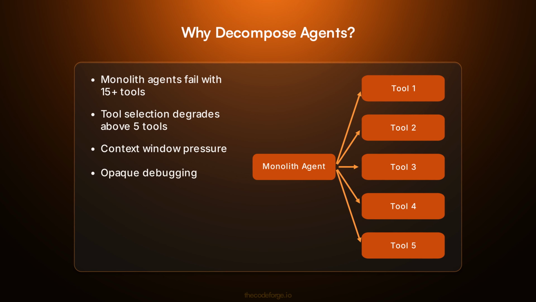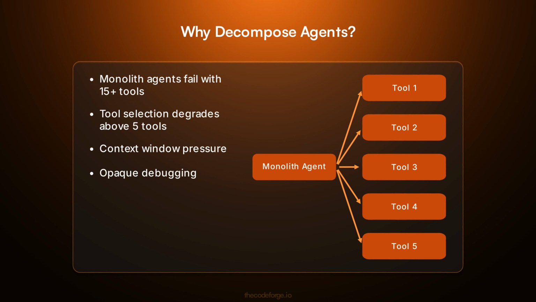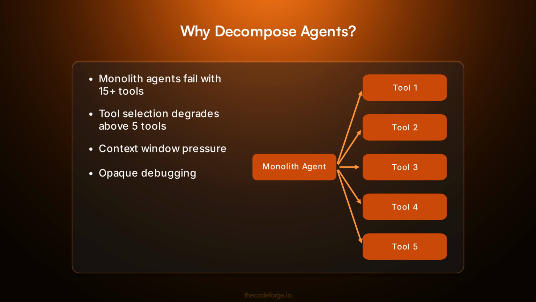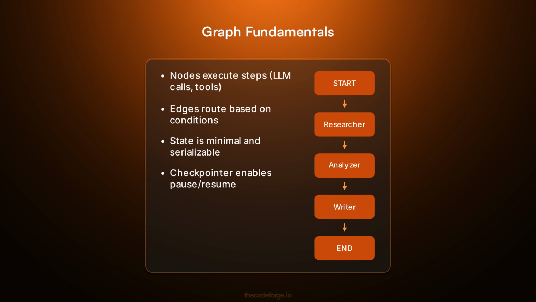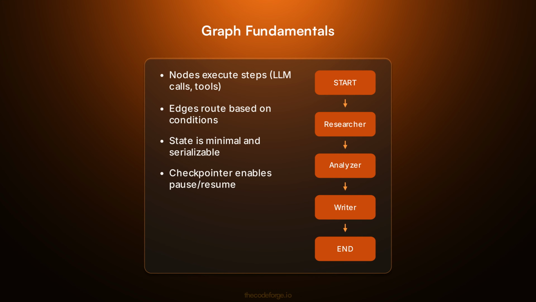A single agent with many tools produces inconsistent results. The fix is decomposition. Split the task across specialized agents, each with a narrow responsibility and a clear handoff protocol. LangGraph compiles a graph from nodes, edges, and state. The checkpointer persists state after each node, enabling human-in-the-loop and crash recovery. Keep state minimal to control token costs.